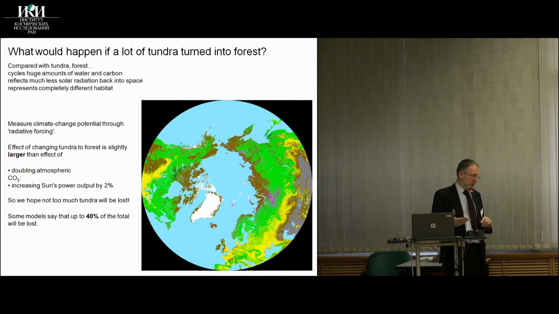Well, we can think about this in terms of what's called radiative forcing. We can compare the effect of switching land cover from tundra to forest to the effect of changing other climate driving variables. So if we were to switch all of tundra vegetation into forest, I'm not saying that's going to happen, but if we were to do that, it would have roughly the same effect as doubling the amount of atmospheric carbon dioxide. Roughly the same effect as increasing the sun's power output by about 2%. So the potential here is enormous.